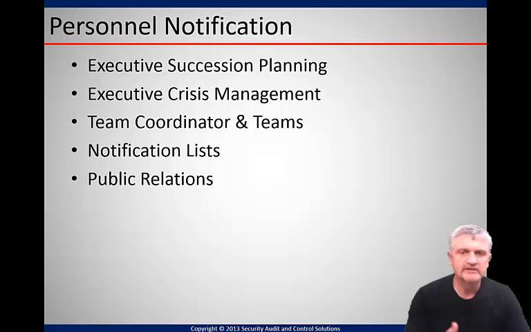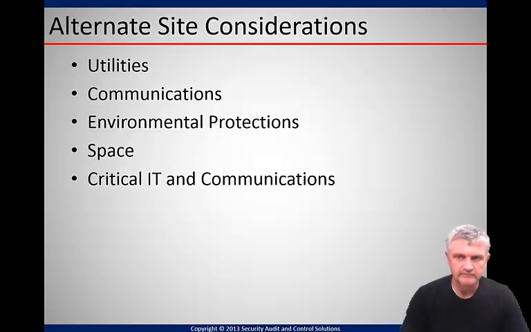Now, personnel notification could be anything from executive succession planning. So if we don't have the CEO available, who's going to make the decisions? Who's next in charge? Executive crisis management. This is also if a board is dismissed, what are we going to do about that? Who's going to replace us? Team coordinators and teams, notification lists we have to think about, who's been identified to notify other staff, and then finally personnel notification, public relationships. So if anything happened to some of our staff, how are we going to put it out there?